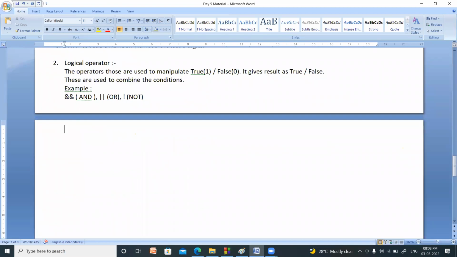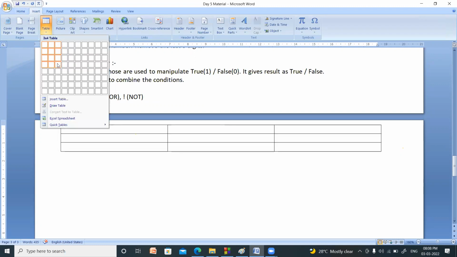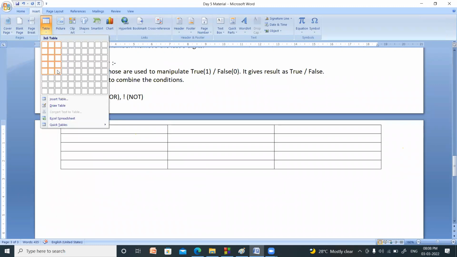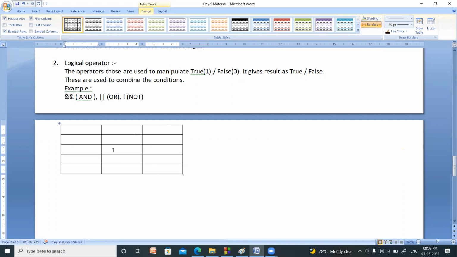What are the truth table of AND, the truth table of OR, and the truth table of NOT? Do you know or not? Right, see this. Here I have to take an expression, first expression. Here I have to take one more expression, expression 2. Here I have to find the result.